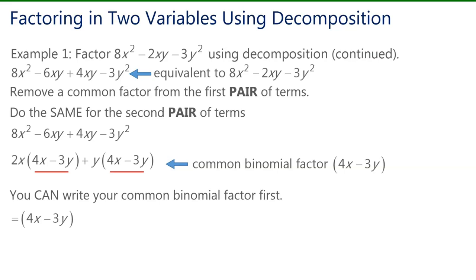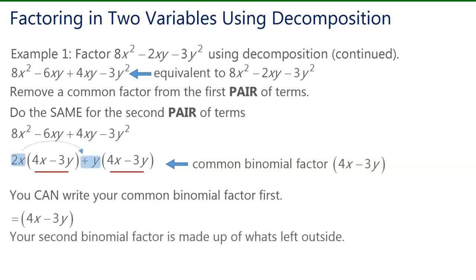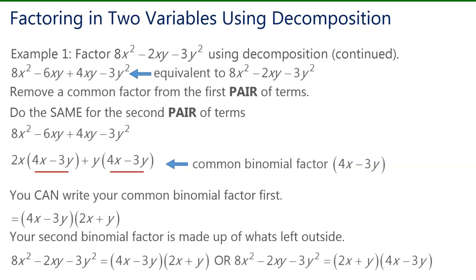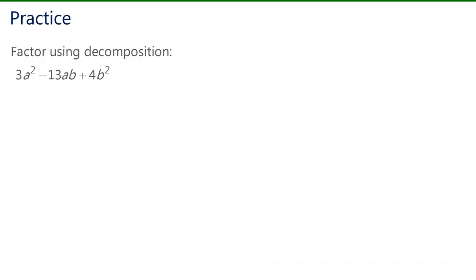You can write your common binomial factor first, and then the second factor is made up of what's left outside, which would be 2x plus y. Our trinomial 8x squared subtract 2xy subtract 3y squared can now be factored as 4x subtract 3y times 2x plus y, or 2x plus y times 4x subtract 3y. And we're done. Here's some practice.